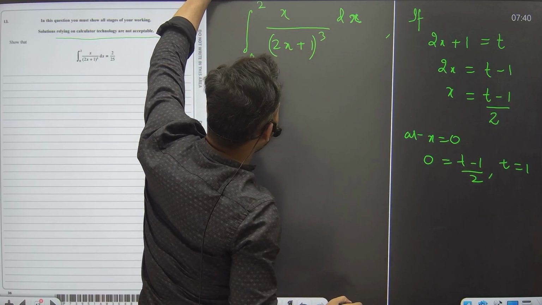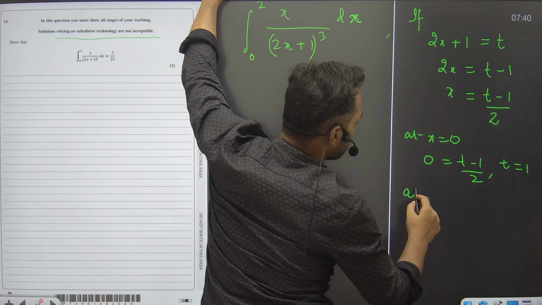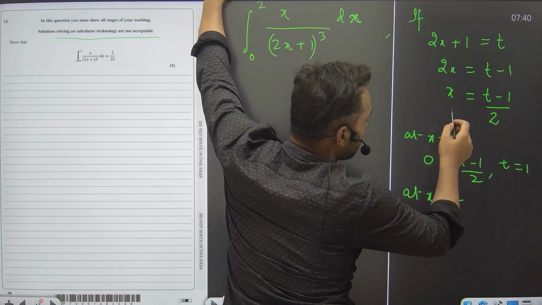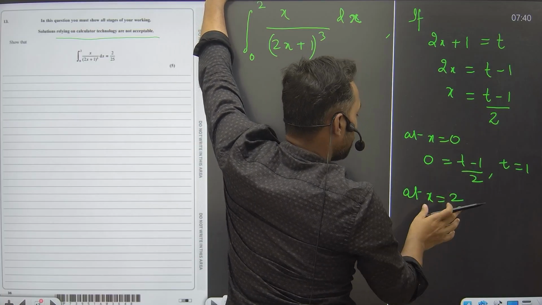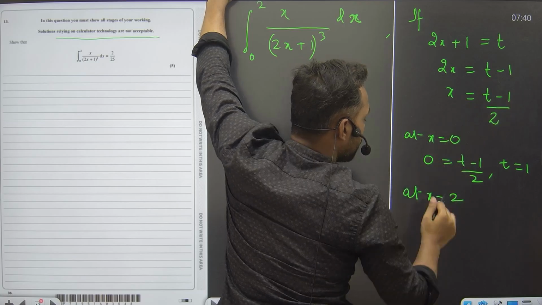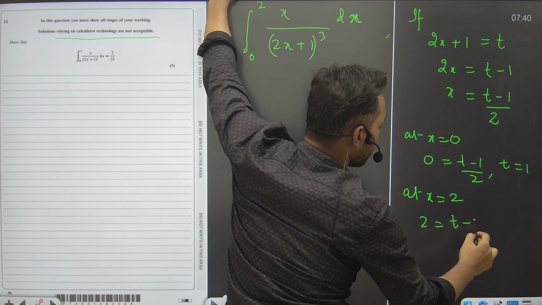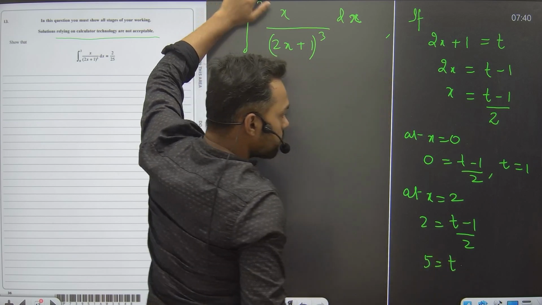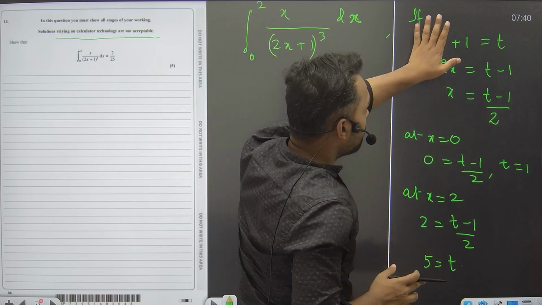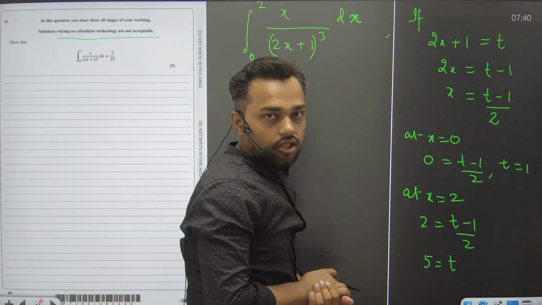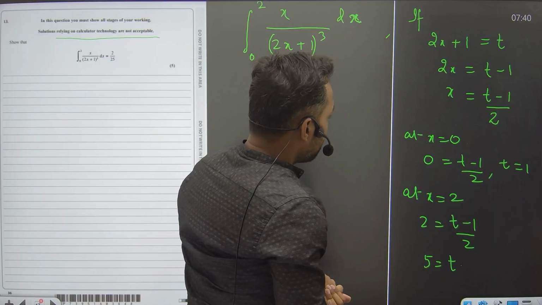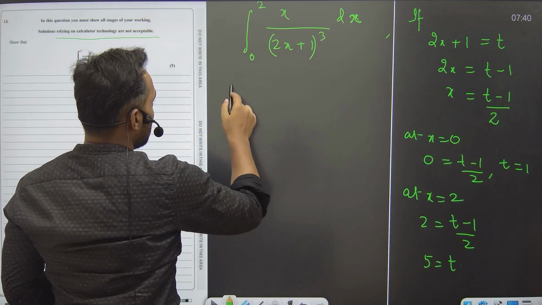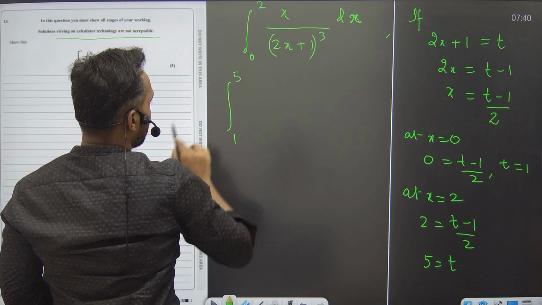Similarly, the upper limit of the integration is 2. So at x equals 2, we plug in the value of x in this particular equation. So it will be t minus 1 by 2 equals 2, and here we will get t equals 5. So we have got the limits also, because we are using integration by substitution. The lower limit will be 1 and the upper limit will be 5. So you will get 1 and 5 here.